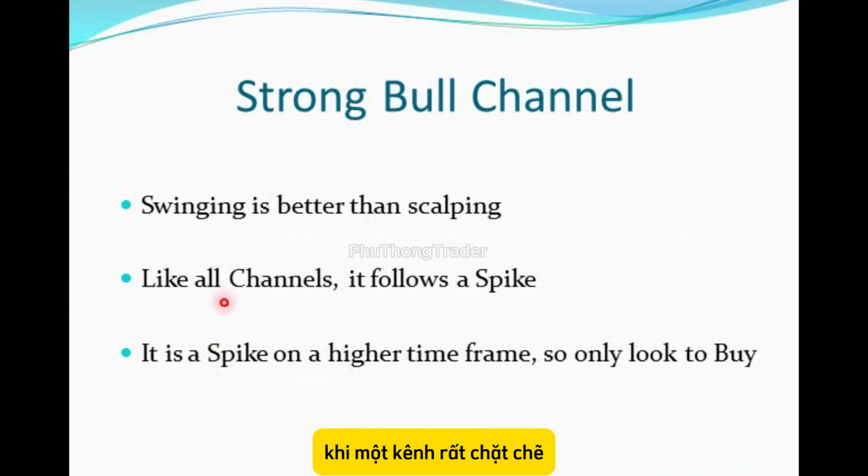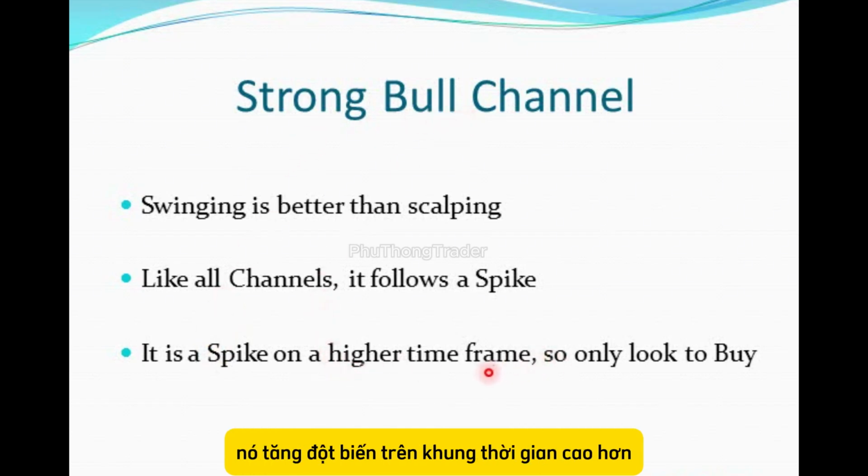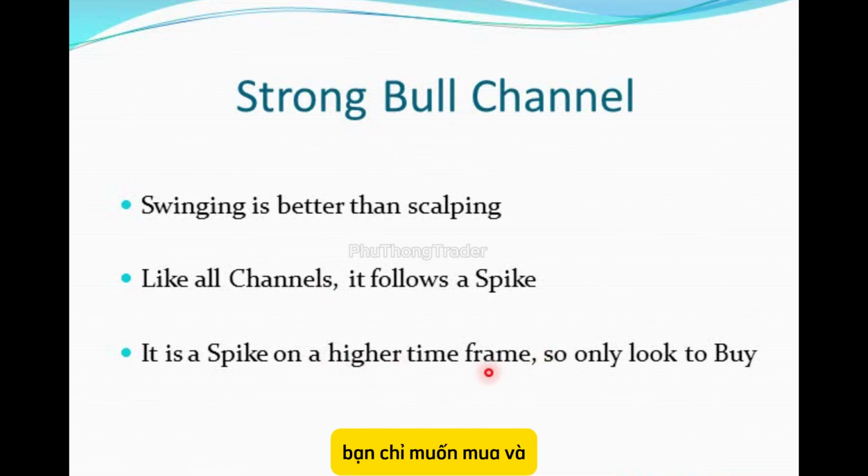When a channel is very tight, if it is a very strong bull channel, it is a spike on a higher time frame. And if you look at the higher time frame chart, you'd only be looking to buy, and you would be expecting the market to go higher. So on the 5-minute chart, you should also only look to buy.